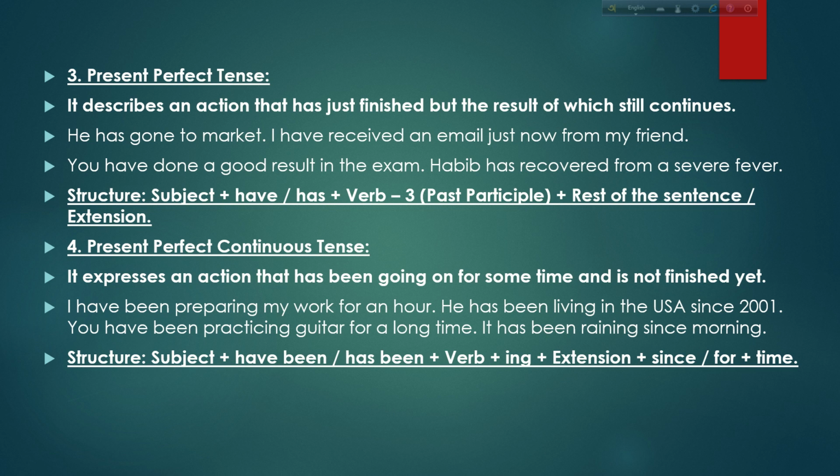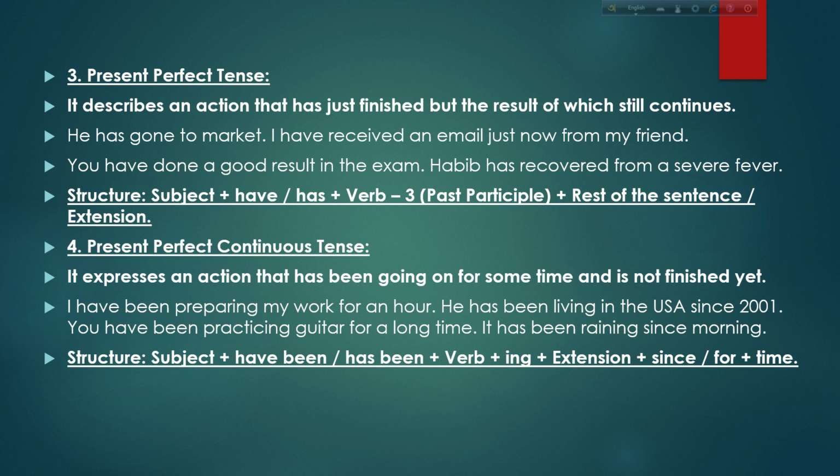Structure: subject plus have or has plus V3, that is past participle. In the perfect tense, always the past participle form of the verb comes after have or has, plus the rest of the sentence. Last one, present perfect continuous tense. It expresses an action that has been going on for some time and is not finished yet.